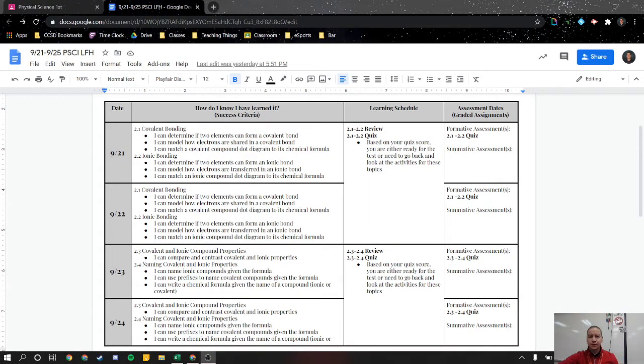Monday and Tuesday are all about covalent and ionic bonding, and really the foundation of those topics. Okay, how do I draw Lewis dot diagrams? How do I show that things share electrons through diagrams? How do I show that things transfer electrons through diagrams? And then, can I match a compound to its formula and vice versa? And can I really tell what's going to covalently bond and what's going to ionically bond? So there's going to be a short review and then a quiz over that.